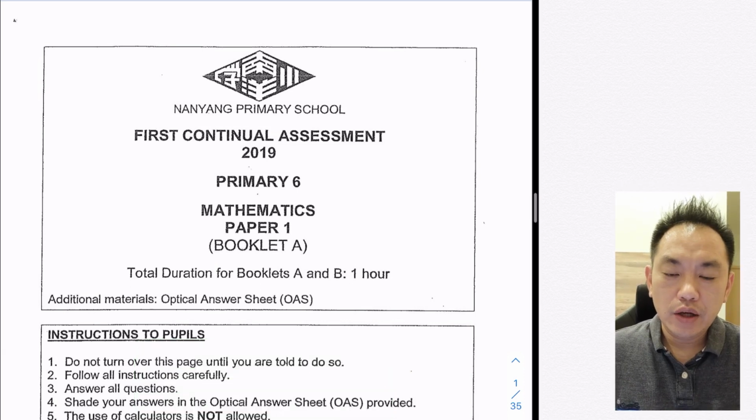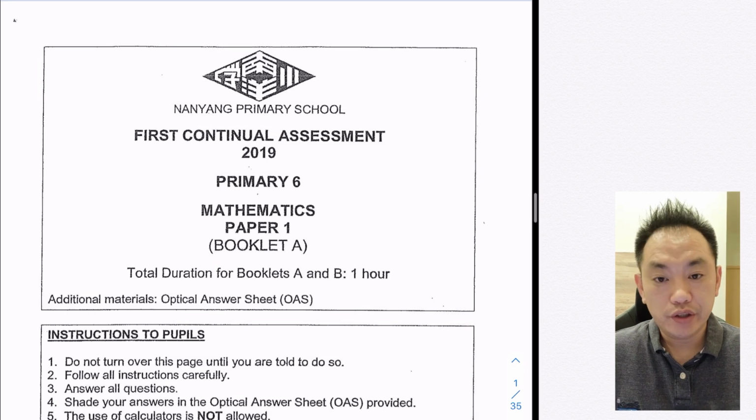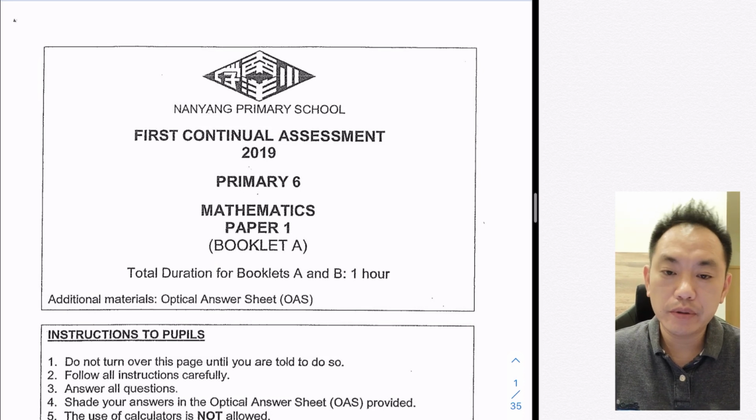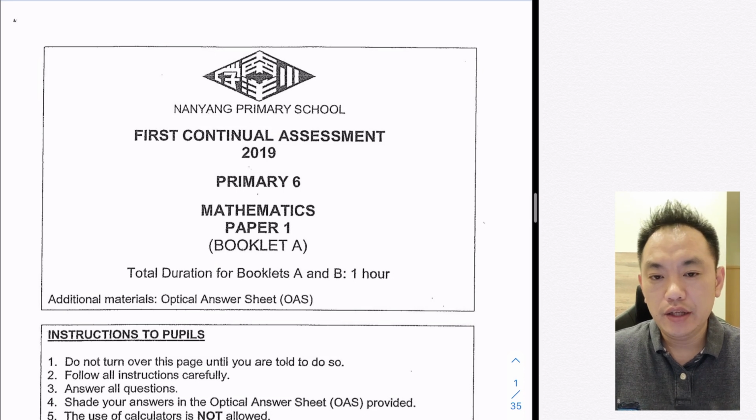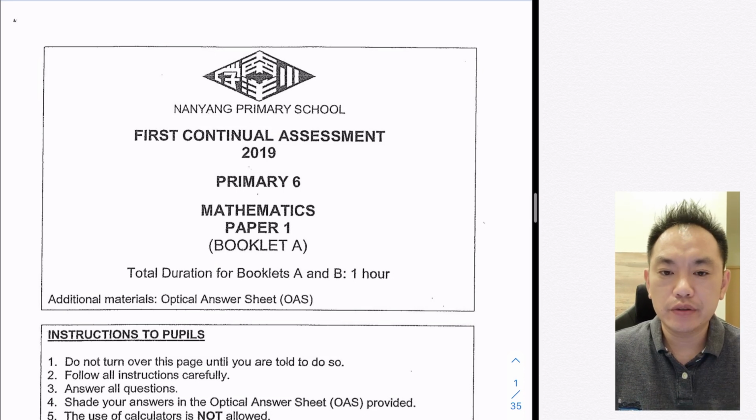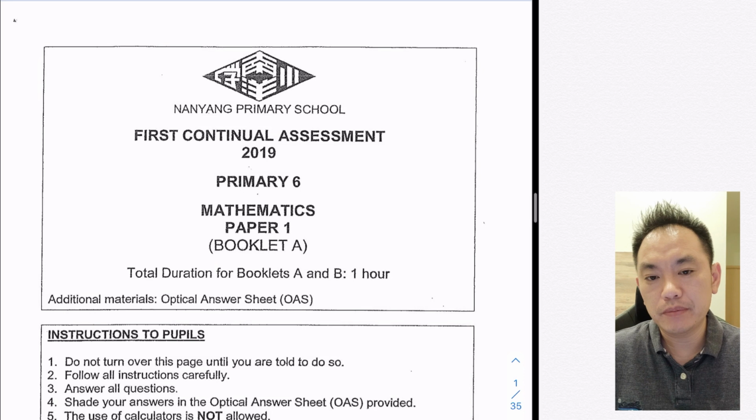And I will encourage you to download the paper first. You can print it out. You can try to do the paper by yourself, and then I will be going through the paper with you together. I will be putting the link where you can download the paper in the information column, so you will be able to try it first before I go through the paper with you together.